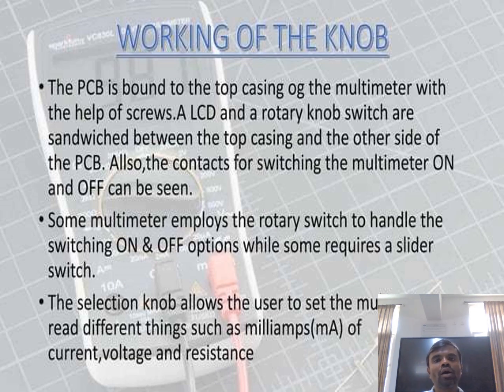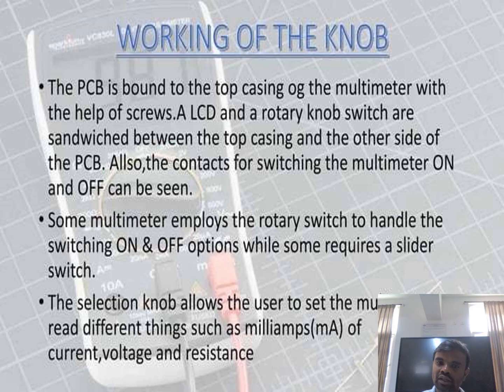Then this is how the working of a knob used in the multimeter. As I told you, the PCB is connected with the top casing of the multimeter with the help of screws. Then we have the LCD display and rotary knob switch on the top side of the PCB as well as in the multimeter. Also we can have the on and off connections in the front side, in the top of it. In some cases we'll be having rotary kind of switches for making the multimeter on and off.